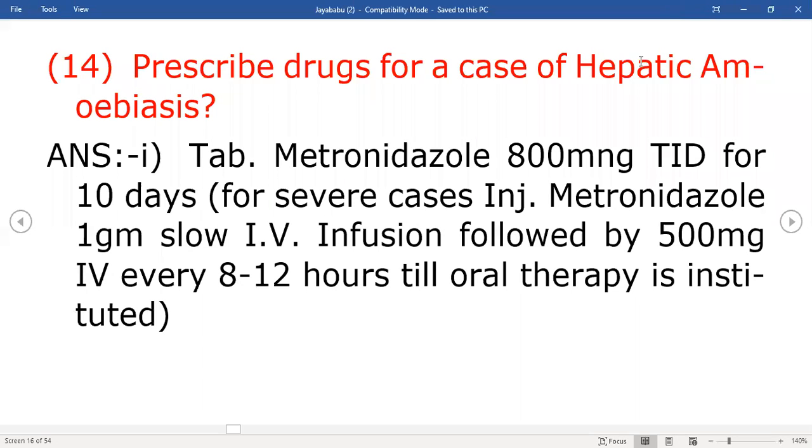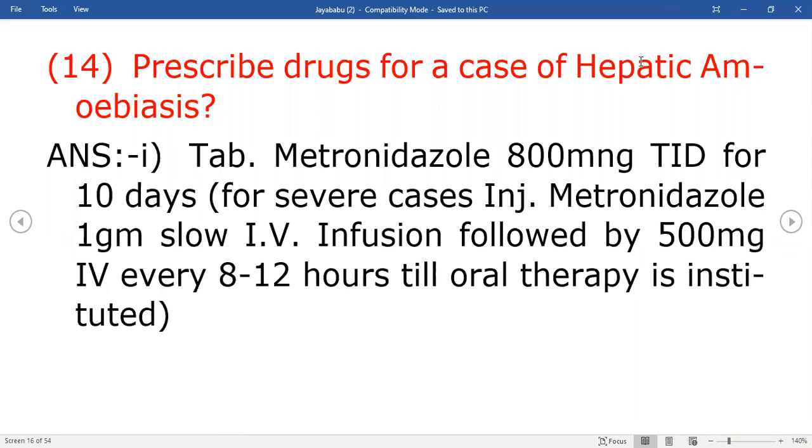So this tablet metronidazole has a metallic taste and should be given cautiously. It is not supposed to be given to patients who have taken alcohol. So this is the prescribed drug for a case of hepatic amoebiasis. The answer is tablet metronidazole, initially 800 mg TID for 10 days.